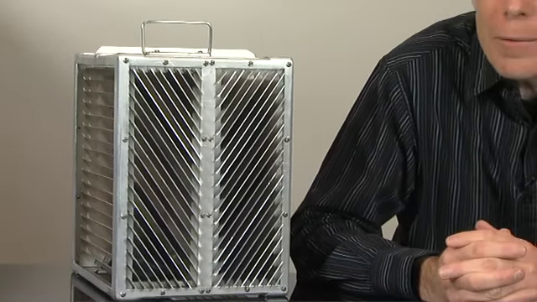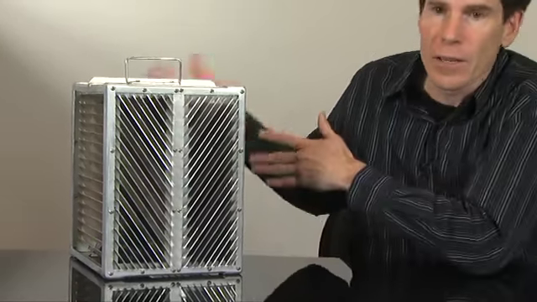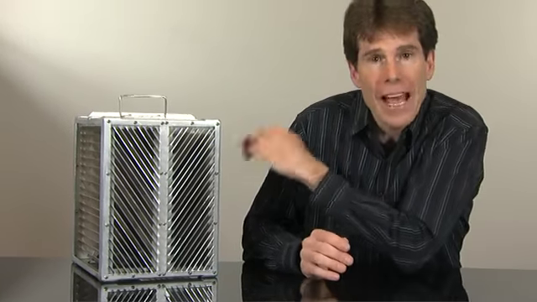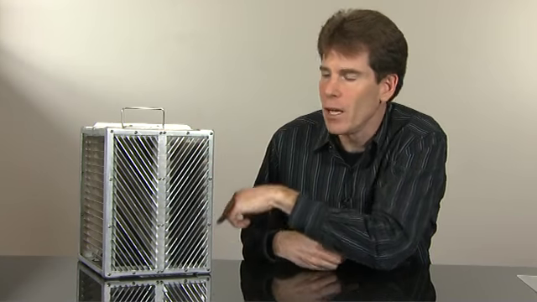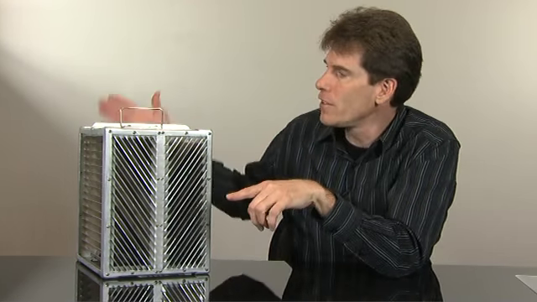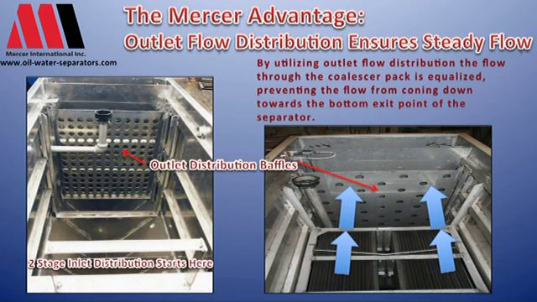We also, probably one of the last ones out there to have outlet flow distribution. And the reason being is the outlet of a separator is usually down towards the bottom at the cleanest spot. So if you do a good job with flow distribution up front, instead of having that flow coned down to the bottom, we want equalized flow. So a flow distribution at the back of the coalescer helps to create a plug flow through the entire coalescer.